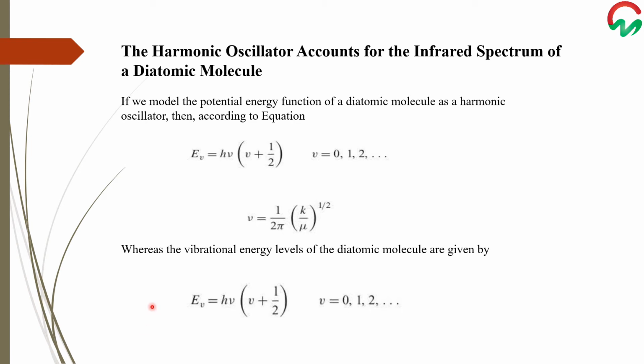Then the vibrational energy levels of a diatomic molecule are given as shown in this equation, where E_v is equal to h nu, v plus half, where v can have any value from 0 to infinity, and nu in this equation is equal to 1 by 2 pi square root k by mu. The vibrational energy levels of the diatomic molecule are given by this equation.